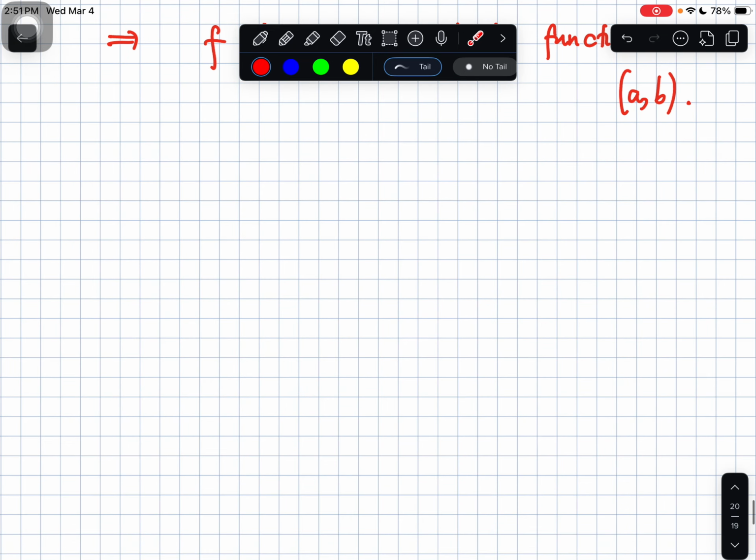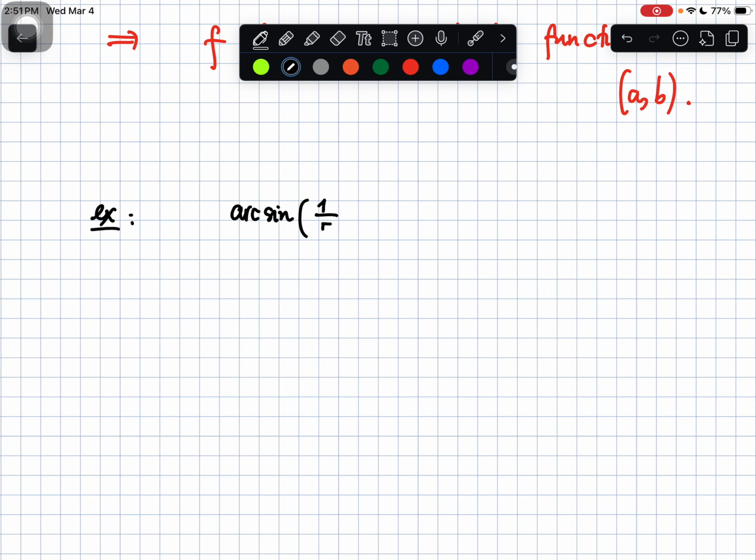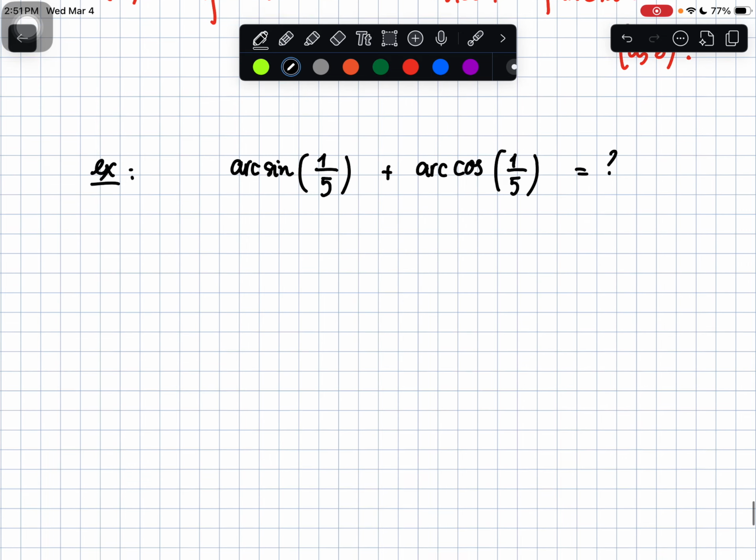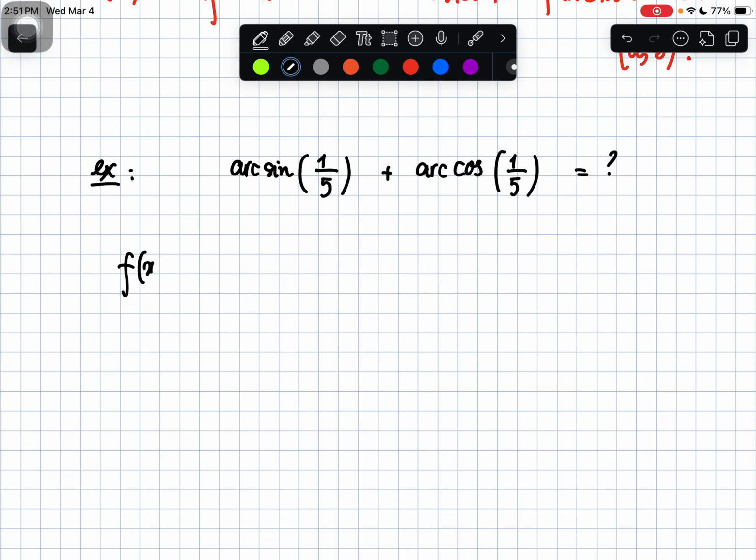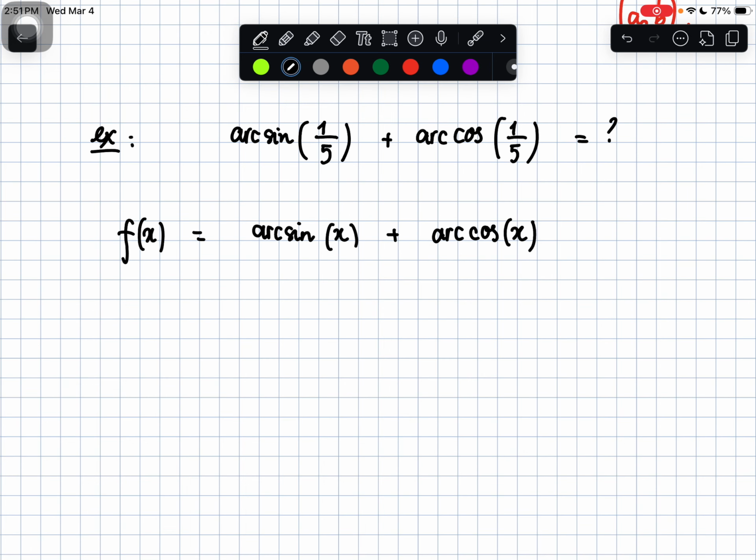Now we will use this theorem to compute this one. Example: compute arcsin of 1/5 plus arc cosine of 1/5. To do that, we consider the function f of x equals arcsin of x plus arc cosine of x. And you know that f is continuous on the interval. Let me use the interval [-1, 1].